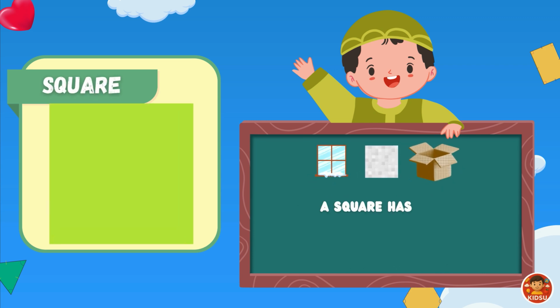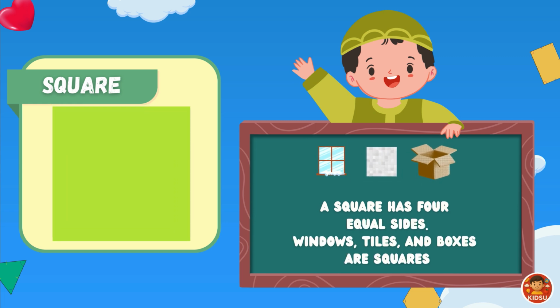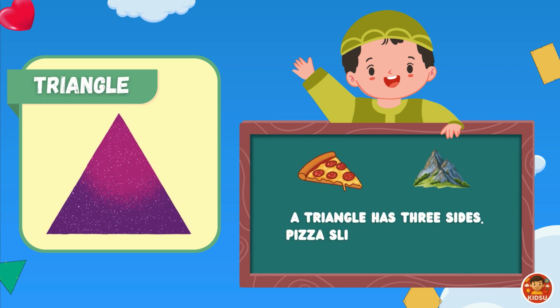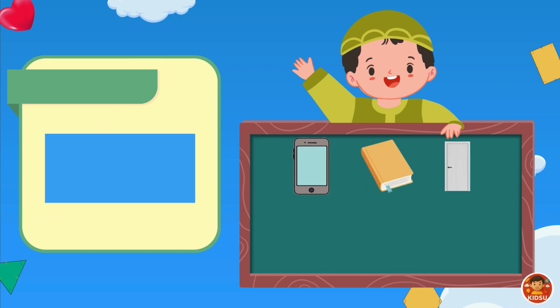Square. A square has 4 equal sides. Windows, tiles, and boxes are squares. Triangle. A triangle has 3 sides. Pizza slices and mountains look like triangles.